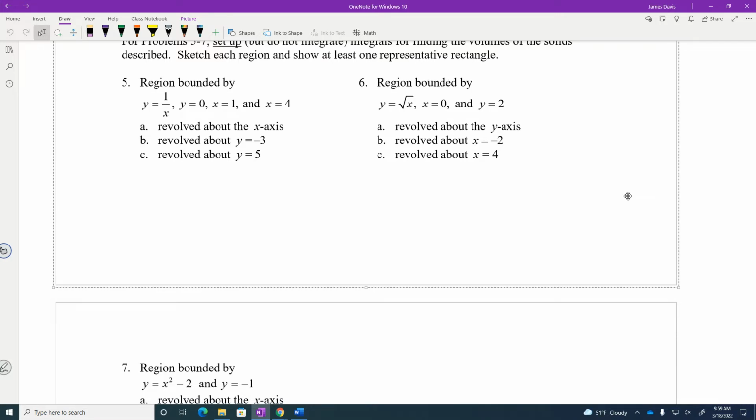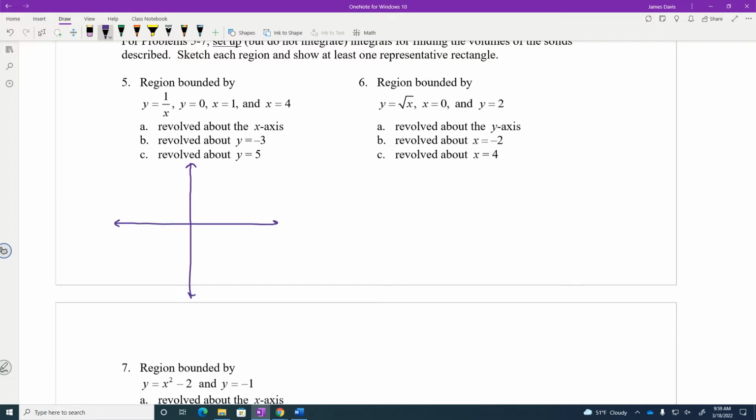Bounded by 1 over x, y equals 0, x equals 1, and x equals 4. And then we have 3 different revolutions.